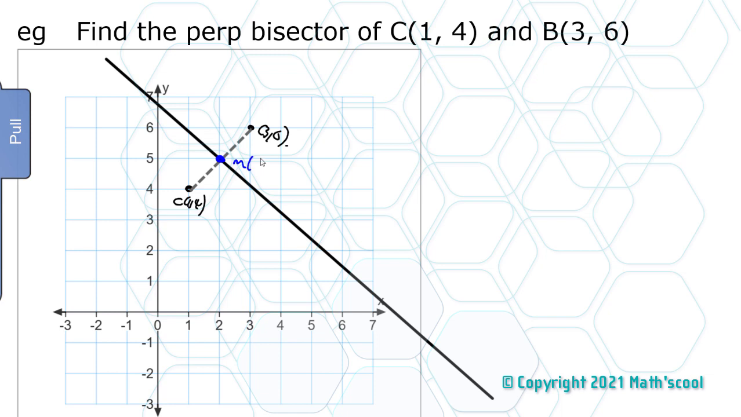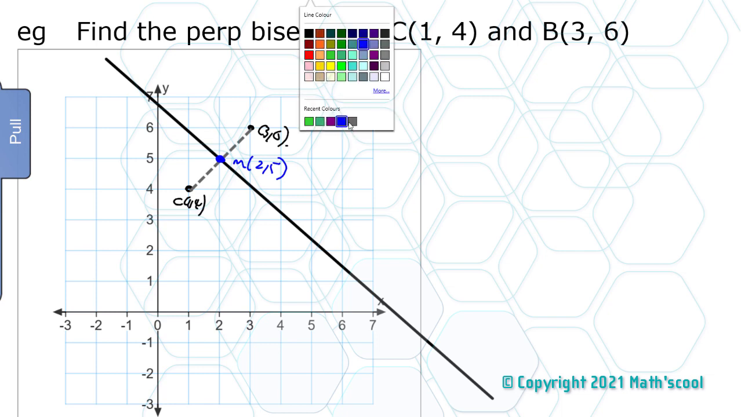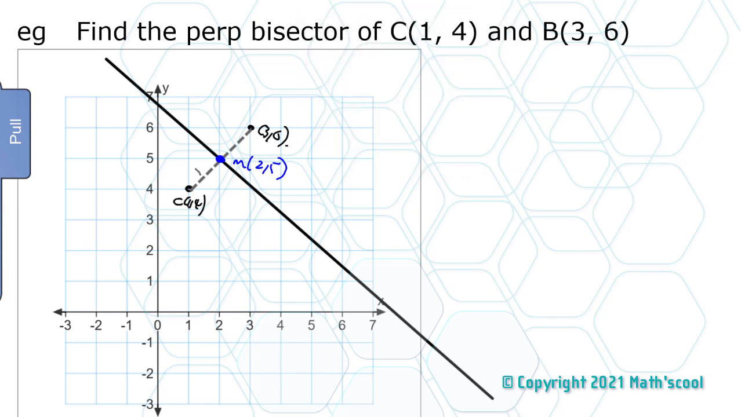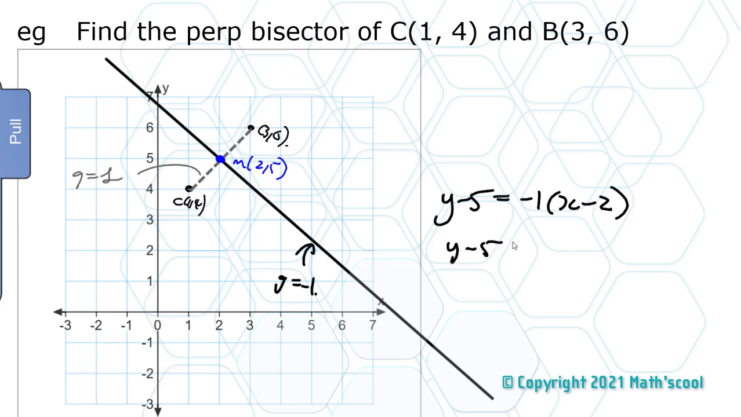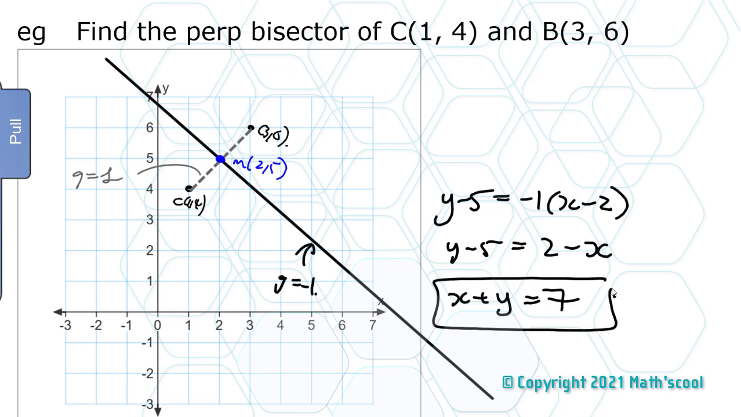The midpoint is (2, 5), and the gradient of this line I can tell again from my diagram because it's such an easy one. The gradient is 1, so the negative reciprocal will mean the gradient of this is -1, and then y minus 5 equals -1 times (x minus 2). And so y minus 5 equals 2 minus x, and x plus y equals 7 is my equation.